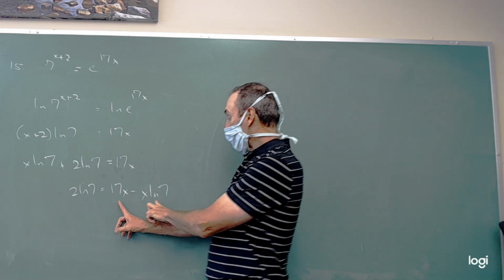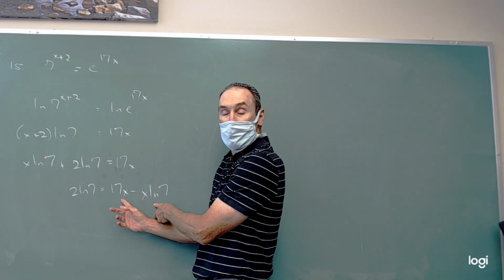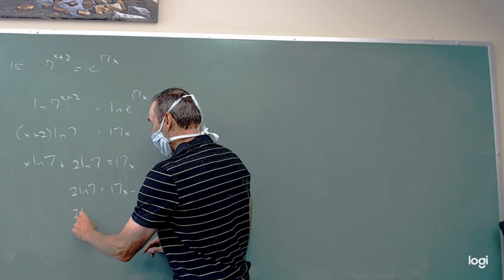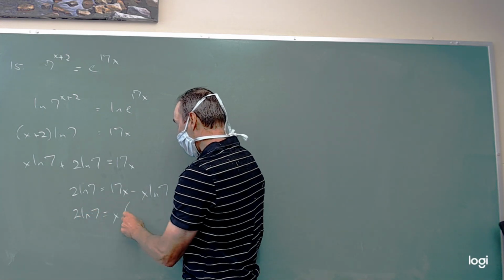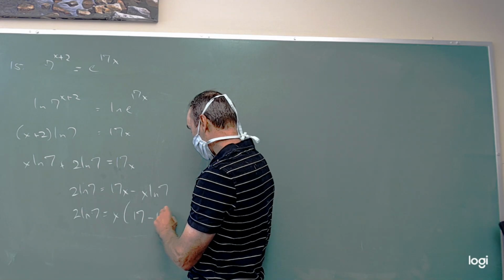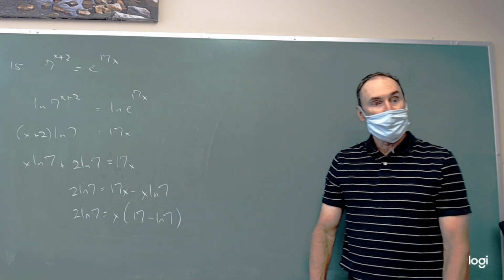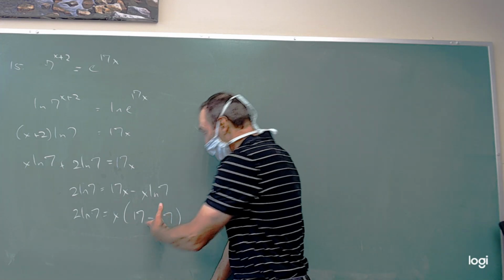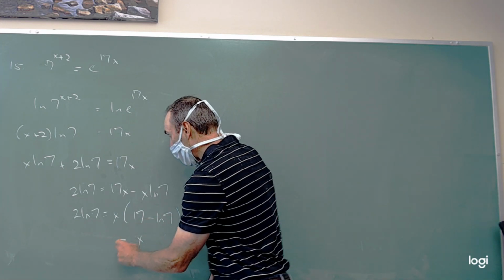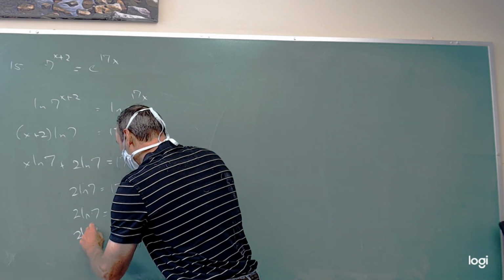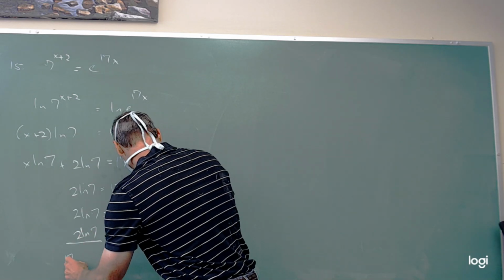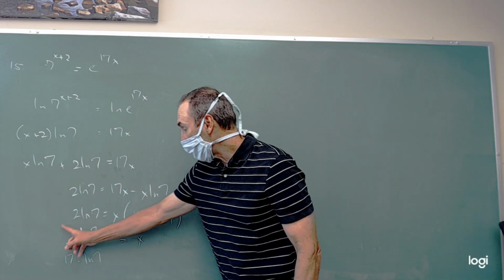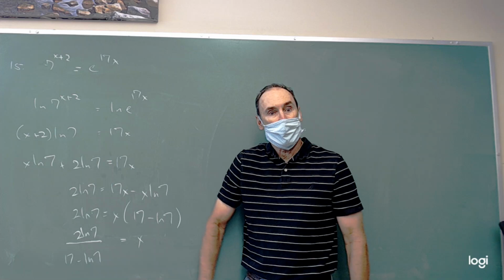So now that we've gathered all of the x terms on one side of the equal sign, we can factor that x out. So that's going to be 2 natural log of 7. We'll factor that x out and get 17 minus natural log 7, which is a goofy number, but it's still just a number. So we'll divide that to the other side. And so now, again, we have something that's going to go onto our calculator. And so then you'll just enter that and come up with that decimal.